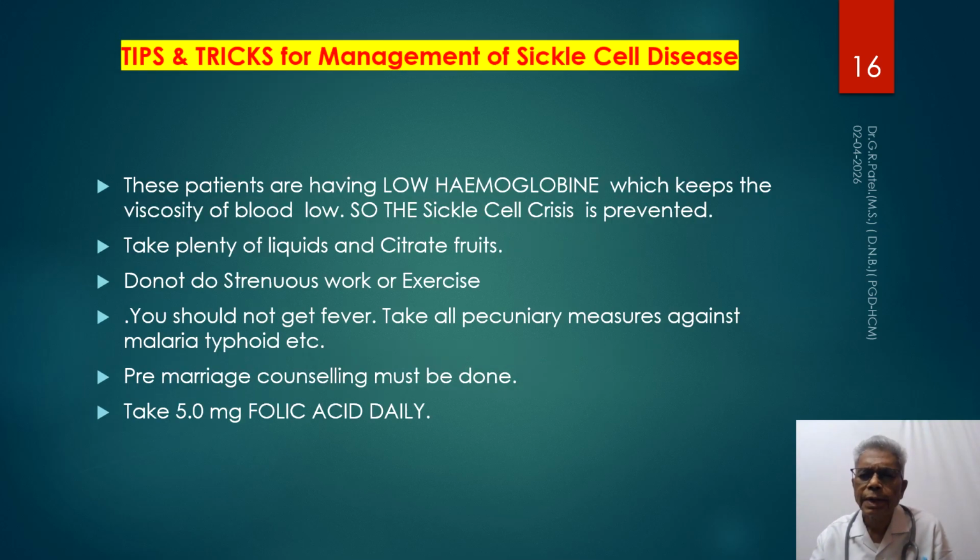About tips and tricks for management of sickle cell disease. These patients have low hemoglobin, which keeps the viscosity of blood low, so the sickle cell crisis is prevented. Take plenty of liquids and salted foods. Do not do strenuous work or exercise. You should not get fever. Take all precautionary measures against malaria, typhoid, and any infection which causes fever. Pre-marriage counseling must be done. Take 5 mg folic acid daily.